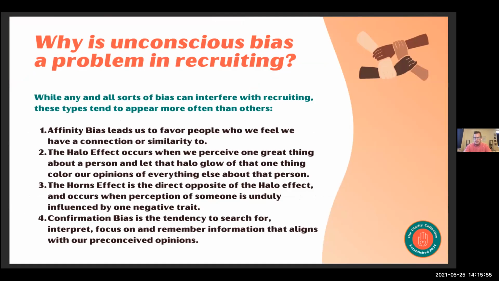So if bias and unconscious bias are so innate, why is it a problem? In our everyday lives, when people don't fit our internalized expectations, we can sometimes have a lot of difficulty seeing their talents and motivations and potential clearly, which just leads us to have less than effective interactions.